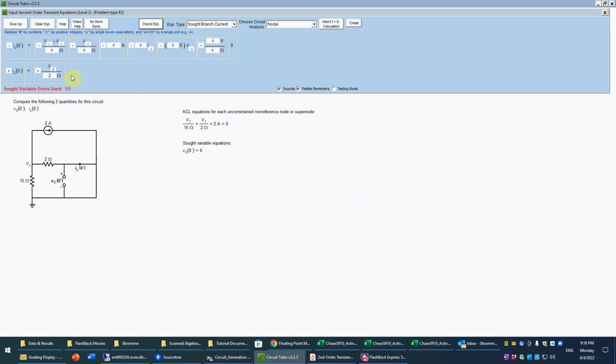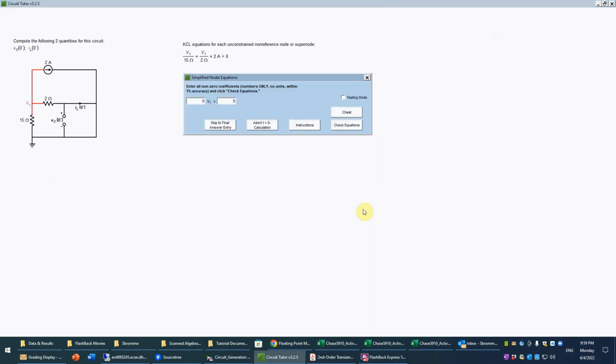Oh, I typed the wrong thing there. I typed V2 and I meant V1. I think I typed the 2 there by mistake. That's what happened. So anyway, check that again. V1 over 2. So that's what I meant to put in. Okay, and now I think that should be it as far as our equations are concerned.